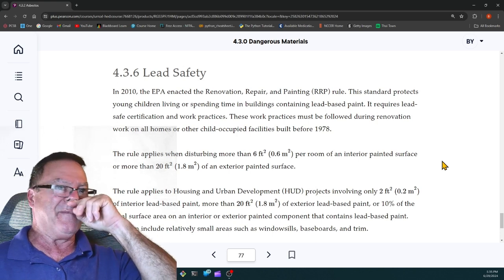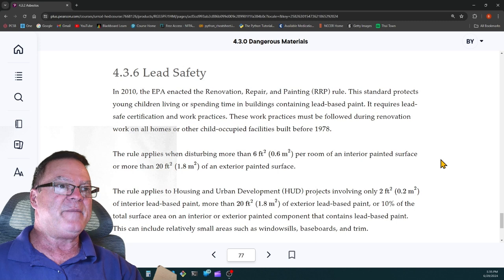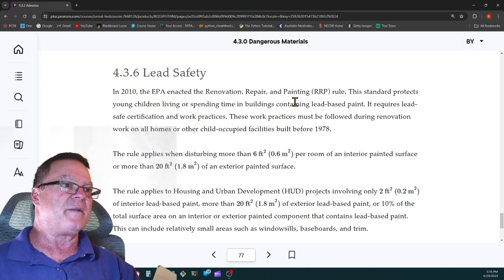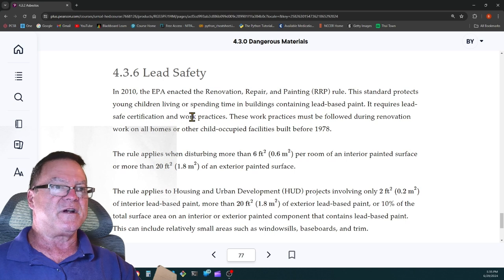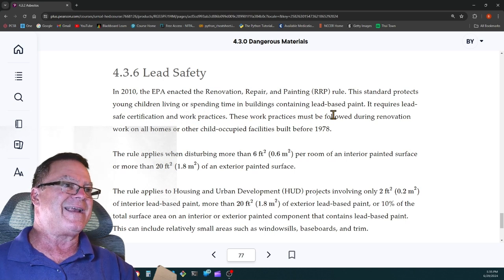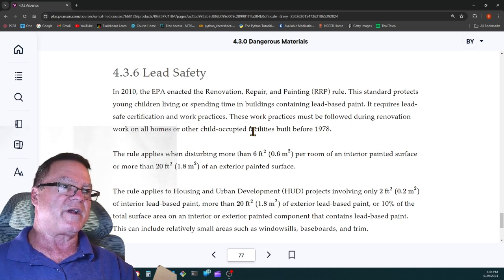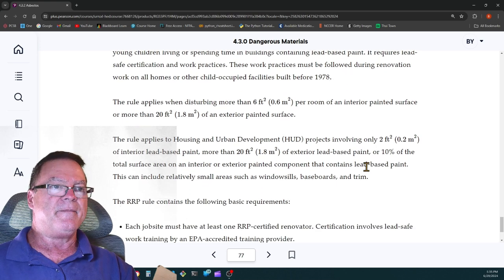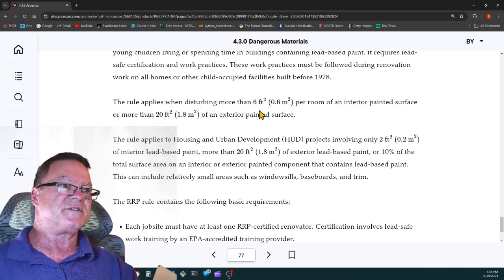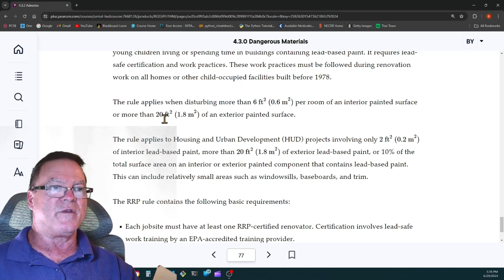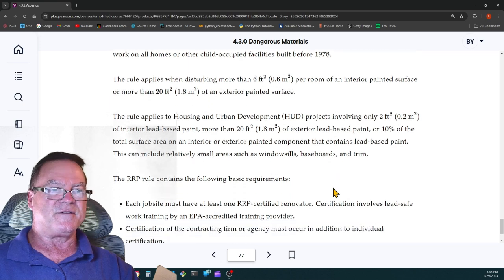4.3.6 Lead Safety. In 2010, the EPA enacted the Renovation, Repair, and Painting Rule. The standard protects young children from living or spending time in buildings containing lead-based paint. It requires lead-safe certification and work practices. These work practices must be followed during renovation work on all homes or other child occupancy facilities built before 1978. The rule applies when disturbing more than 6 square feet per room of an interior painted surface or more than 20 square feet of an exterior painted surface.